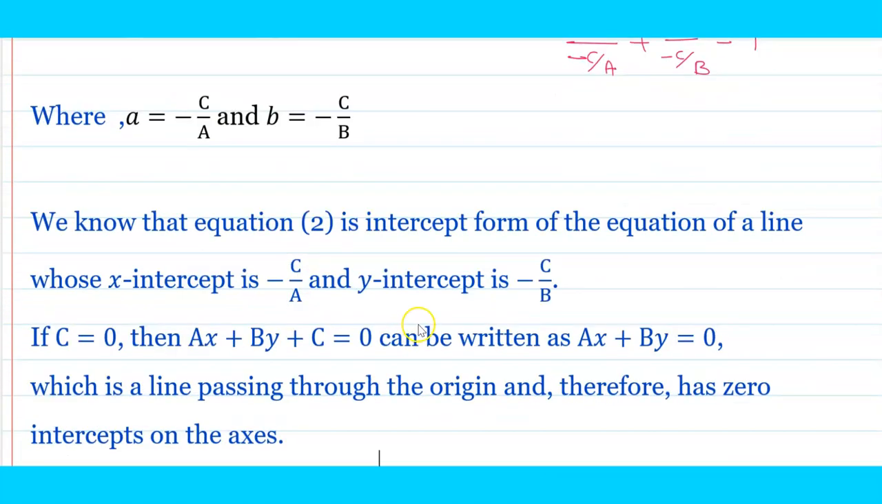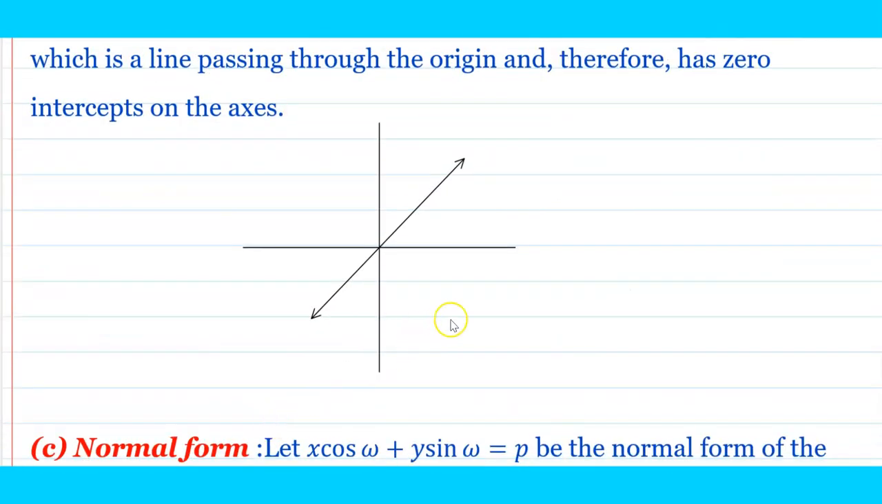Okay, whatever that divided by y. If c is equal to 0, then ax plus by plus c is equal to 0 can be written as ax plus by is equal to 0, which is a line passing through the origin and therefore has no intercept on the coordinate axis.